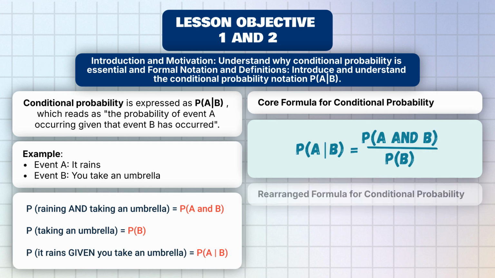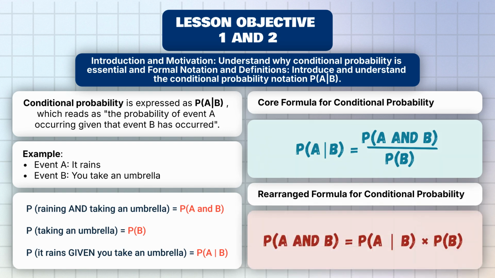Additionally, we can rearrange the formula to get the multiplication rule. P(A and B) equals P(A|B) multiplied by P(B). This tells us that the probability of both A and B happening is the product of the probability of B happening and the probability of A happening given B.